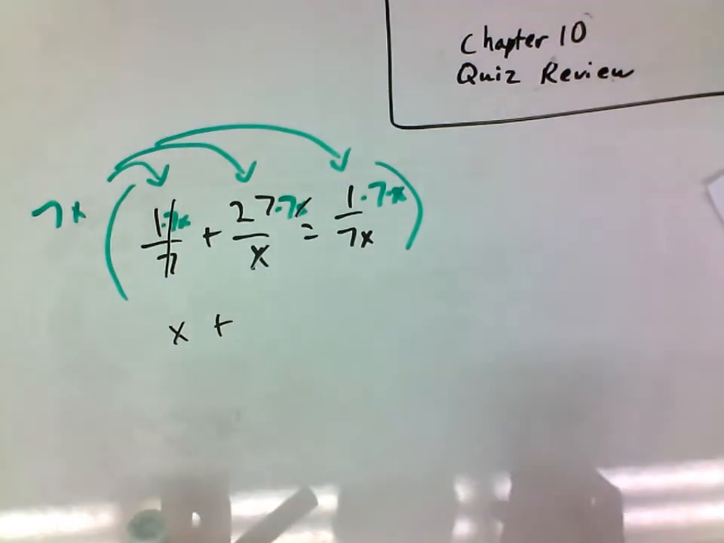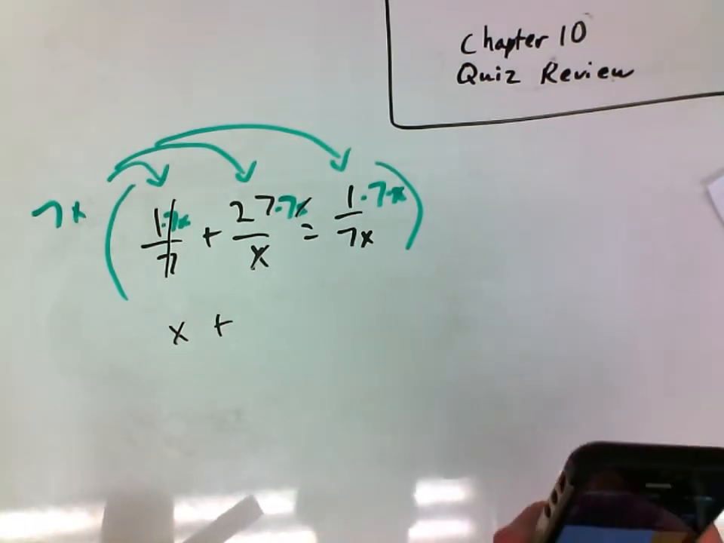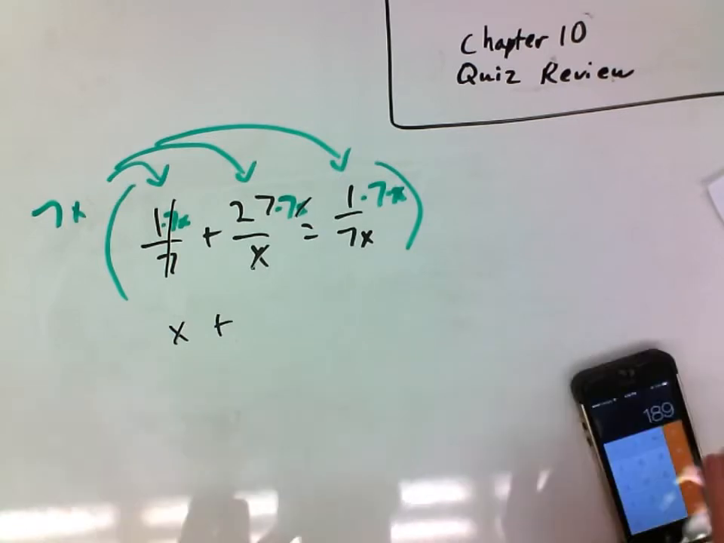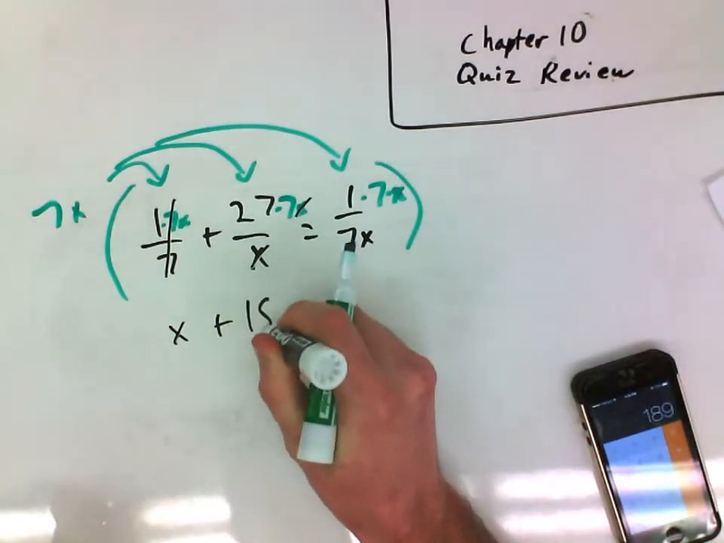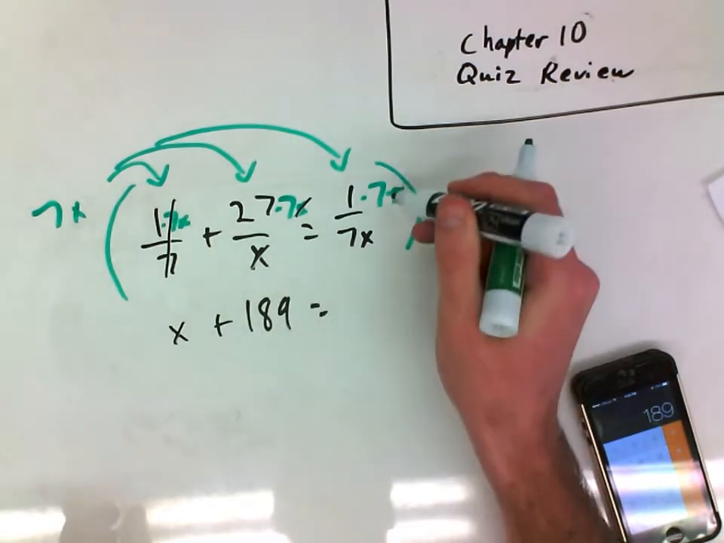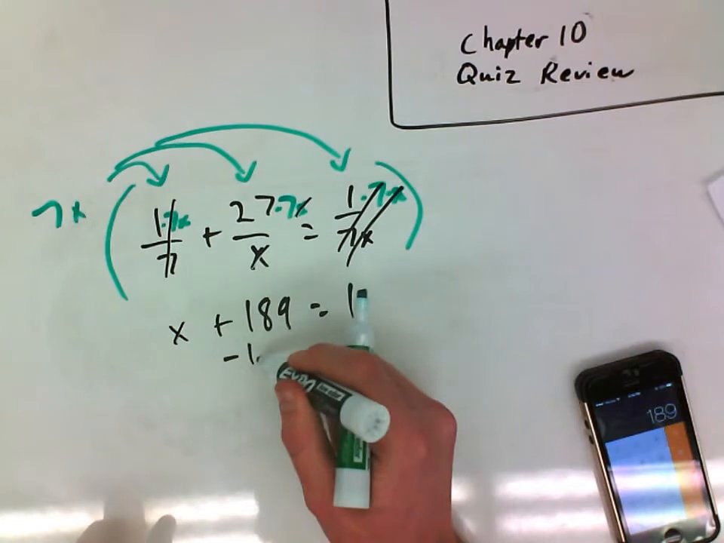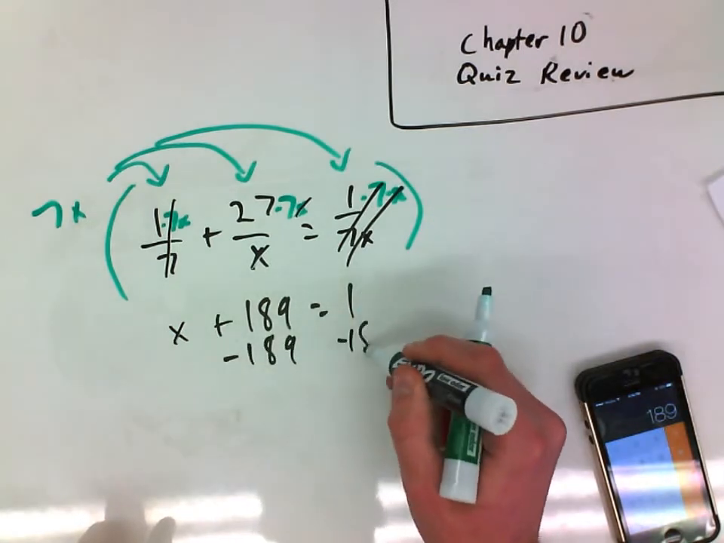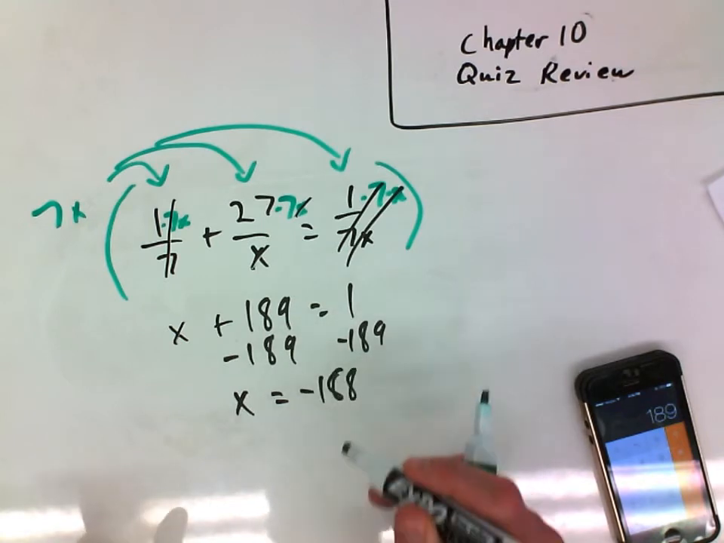Let me just pull out my phone and do that calculation. 189. And then in this one, the 7's cancel and the x's cancel, so I'm just left with 1. So all I need to do here is subtract 189 from each side, and I'm going to get x equals negative 188.